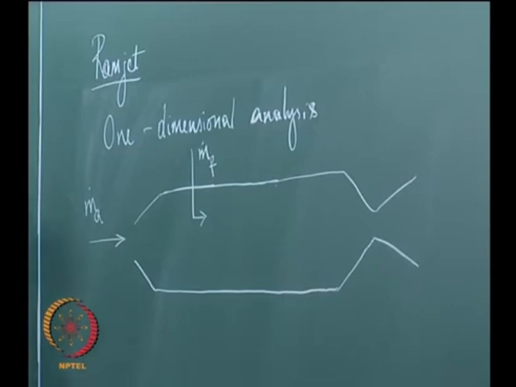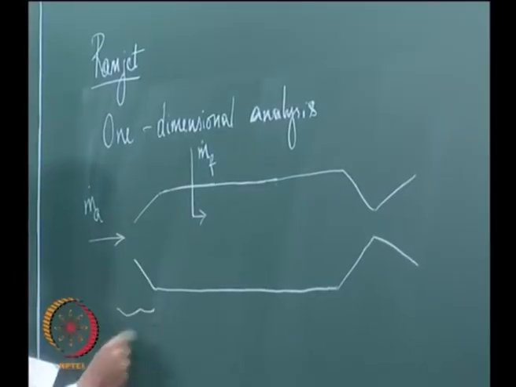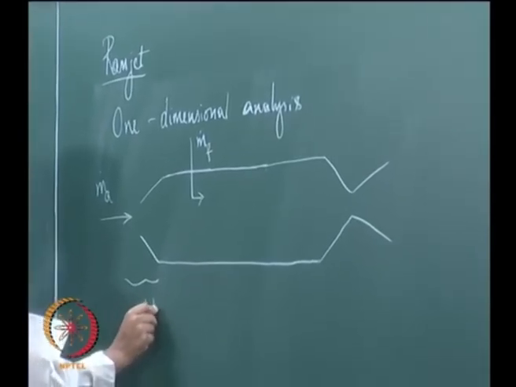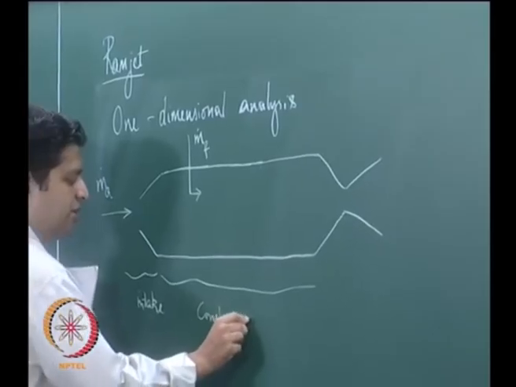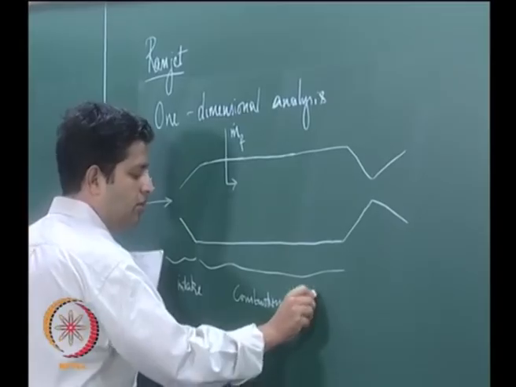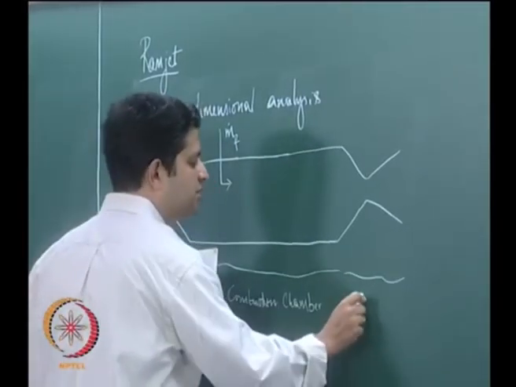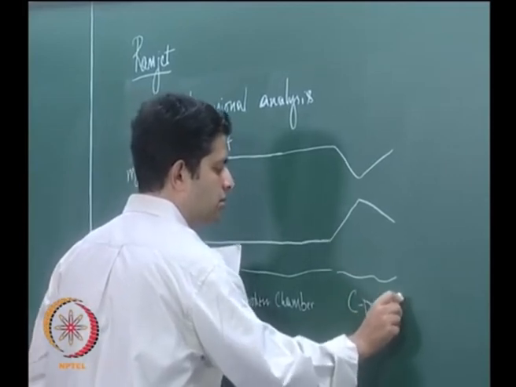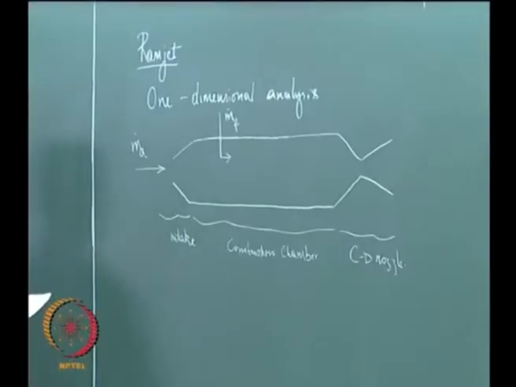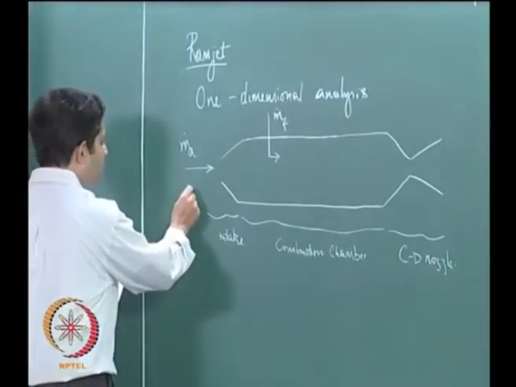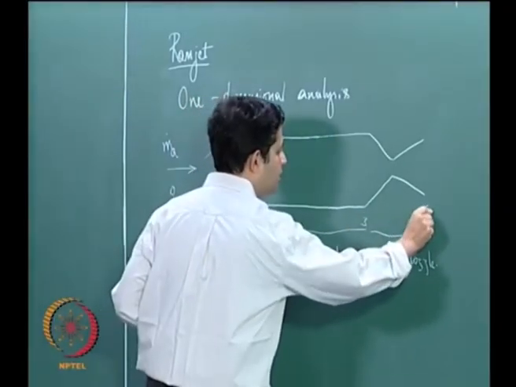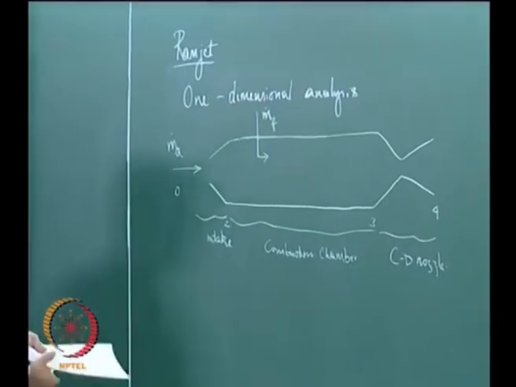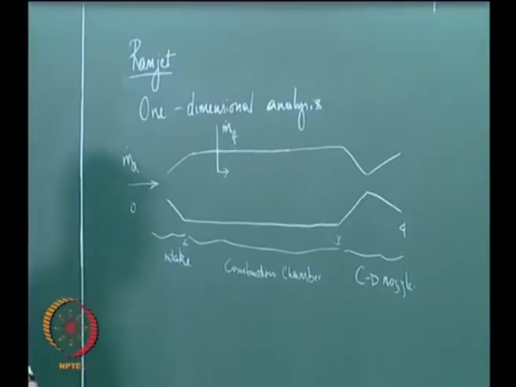This is a schematic of a ramjet. You have air coming in from the left, and you have fuel added. This portion is the intake. All this is the combustion chamber. And this is the CD nozzle. Now, let me indicate points here. I will call this 0, this 2, 3 and 4.